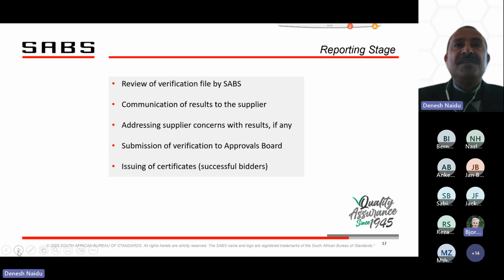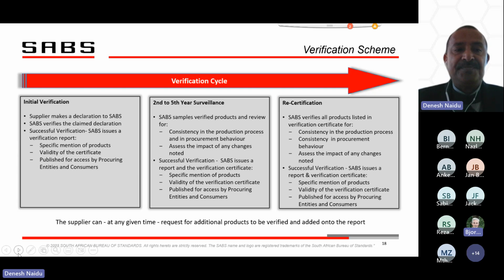The reporting stage really then goes into tying up various bits of information, making sure that between the technical auditors at SABS and the financial auditors at SABS, the two teams are putting their information together and that the final report ties back to the actual grade that is assigned to that particular verification.